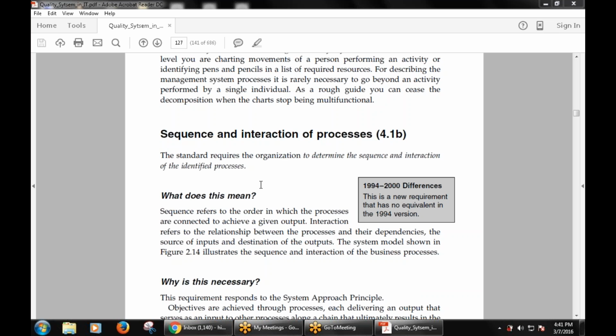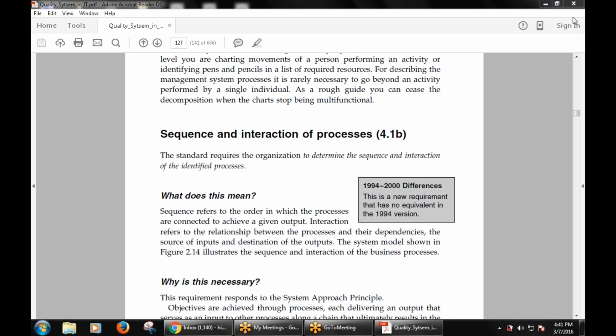So next is the sequence and interaction of the processes, that is, how we can interact and what the sequence of processes is. That is clause 4.1b. First of all, we have to identify the processes. Then the next step is the main sequence and how we can interact with the various processes.